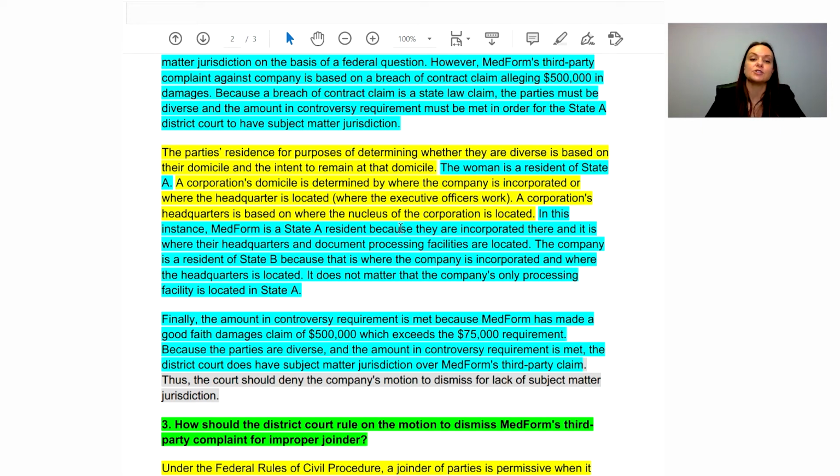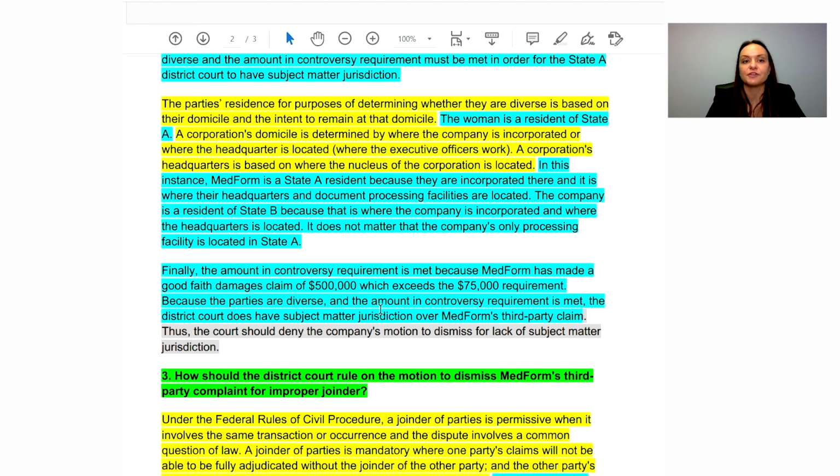Here the student gets into telling us how we figure out where people are from or how we can analyze diversity jurisdiction. So this is good. Whenever we see subject matter jurisdiction tested, specifically diversity, this is something that you need to define or spell out for the grader. So here the student writes, the party's residence for purposes of determining whether they are diverse is based on their domicile and intent to stay.